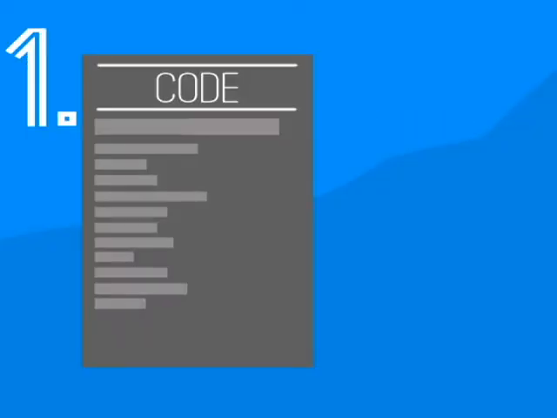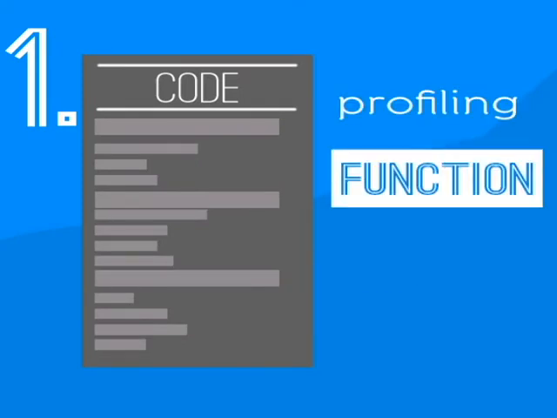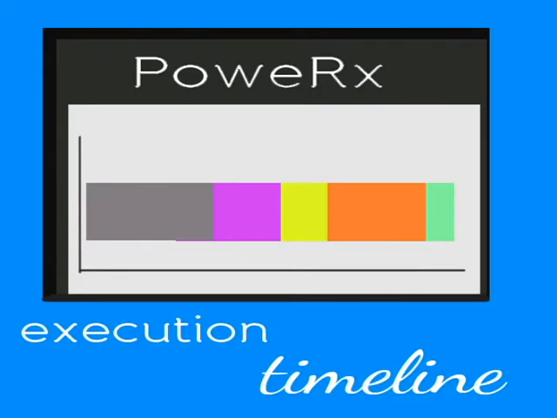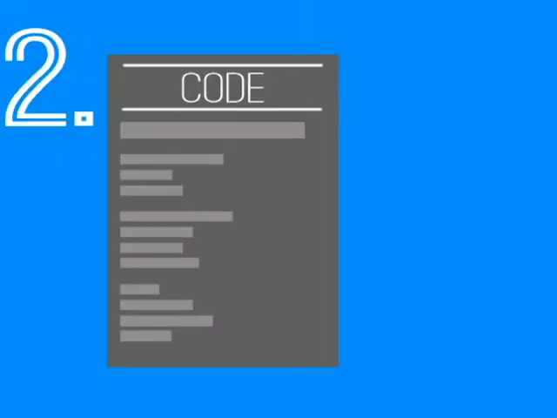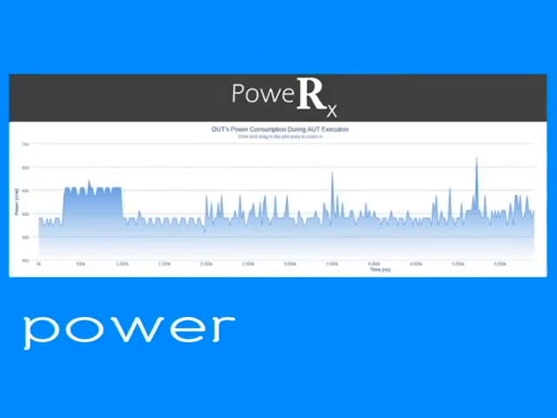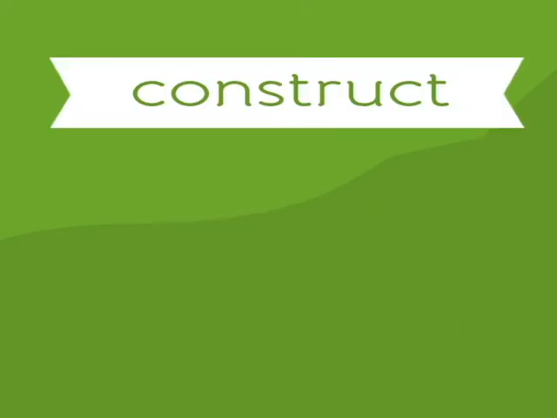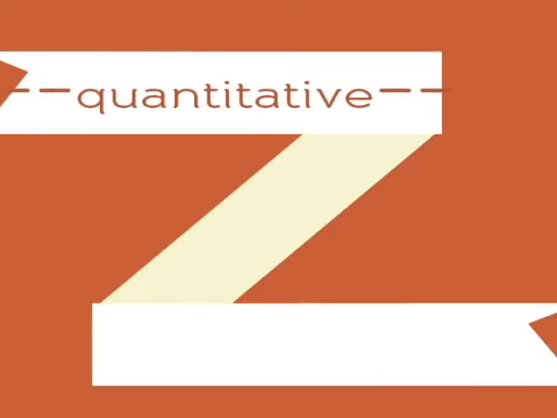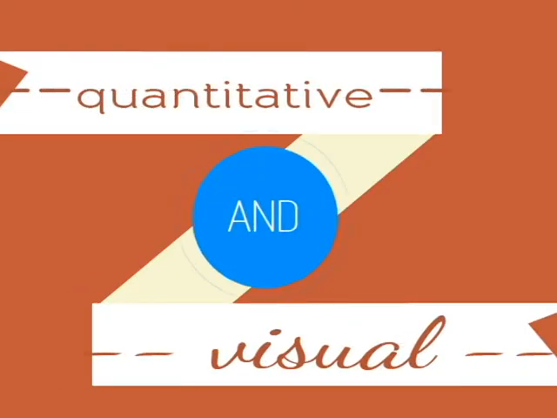1. PoweRx fills your code with calls to our profiling functions and runs it to create a slightly inflated execution timeline. 2. Your code is run a second time with the digital and analog discovery scope to record its actual power behavior. And lastly, PoweRx will compare the two passes and construct a power profile, a quantitative and visual summary of your program's power consumption.